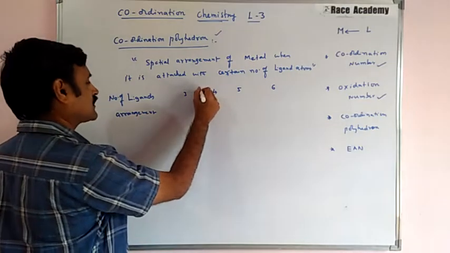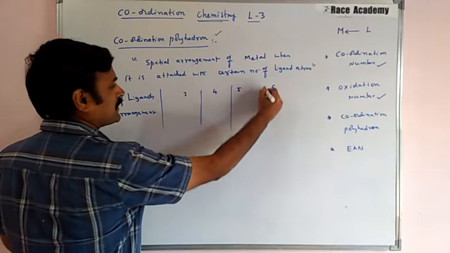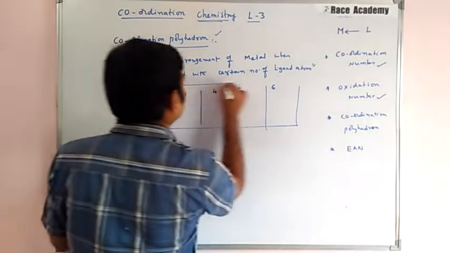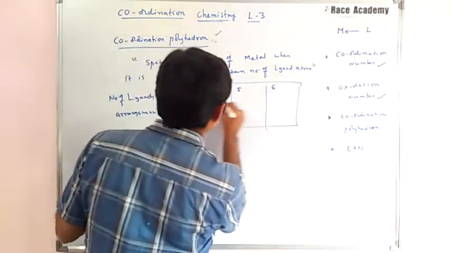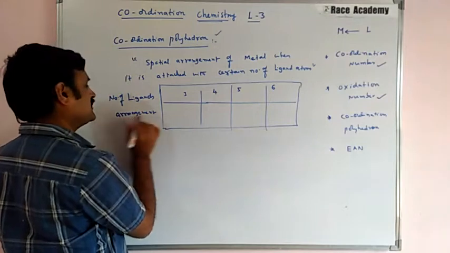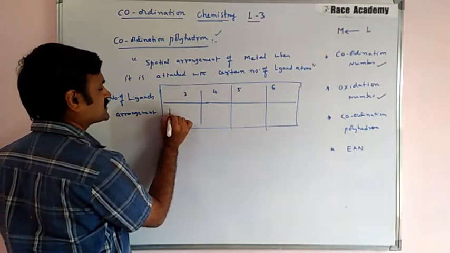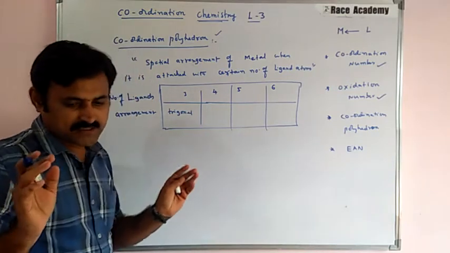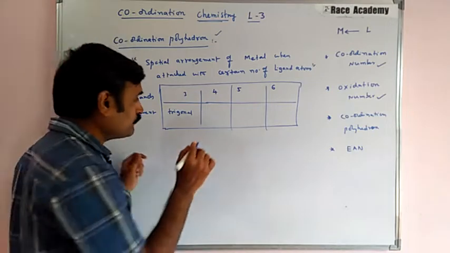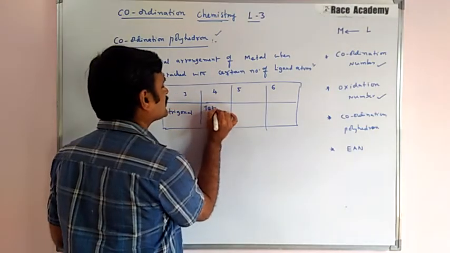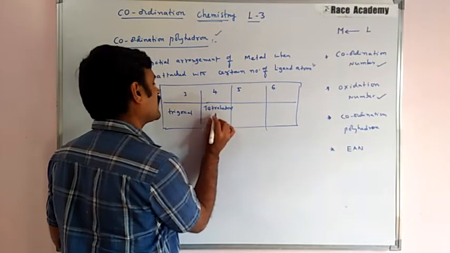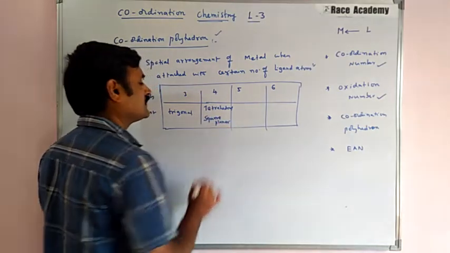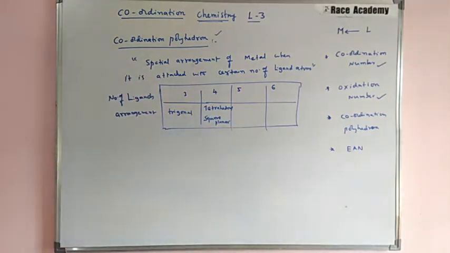So that I am just giving you. You have to remember, this is very clear in the exam. Whenever the ligand number is identified like this, if arrangement 3 is there, that means the shape of the complex ion should be trigonal. If 4 is there, it is tetrahedral, or it may be square planar.